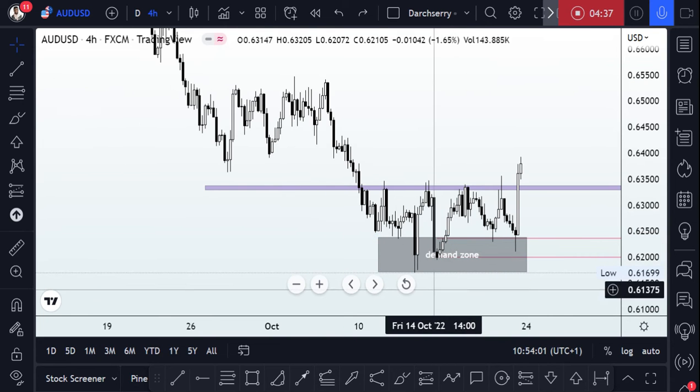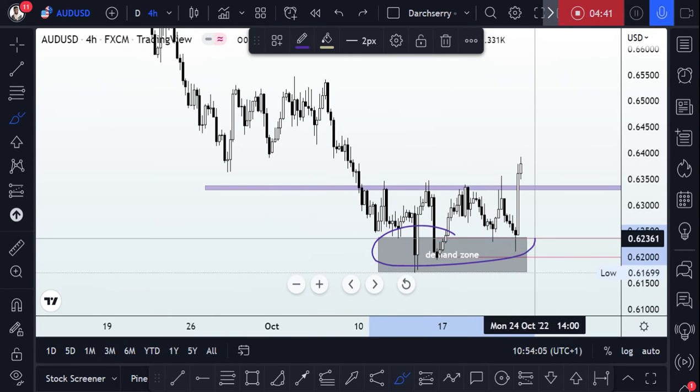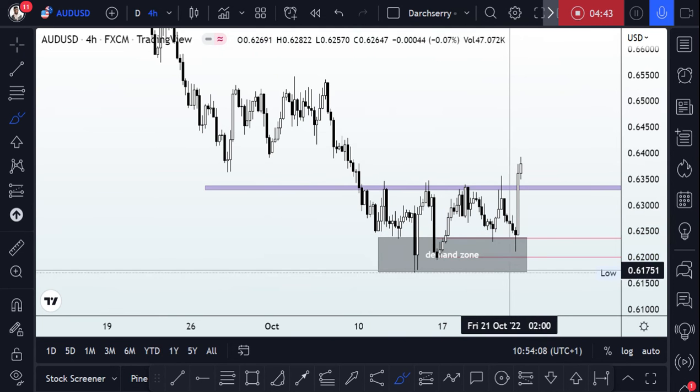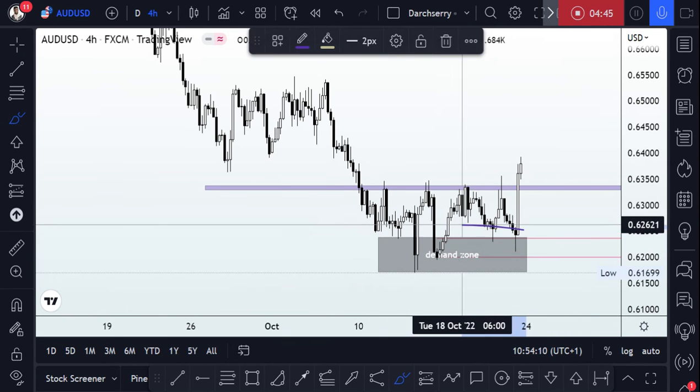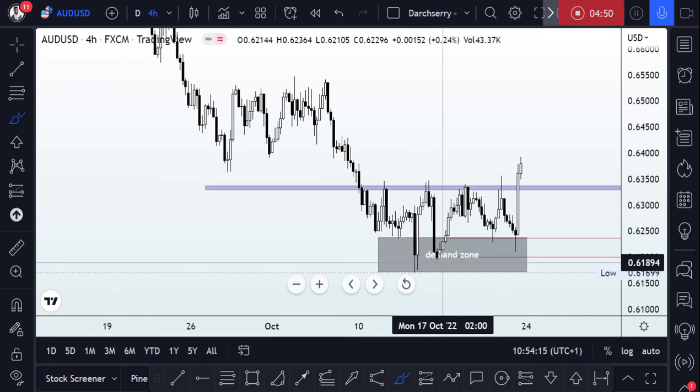So as a result of this, I was able to identify this demand zone here, which will be serving as my demand zone for the new week. Now, with multiple rejections of this area, this is more or less like a reversal pattern, as we can see that sellers are losing momentum at this point.